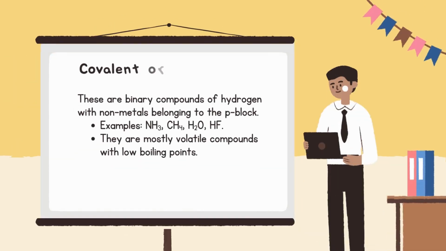Second is covalent or molecular hydrides. These are binary compounds of hydrogen with non-metals belonging to the p-block. Examples: NH3, CH4, H2O, HF. They are mostly volatile compounds with low boiling points.